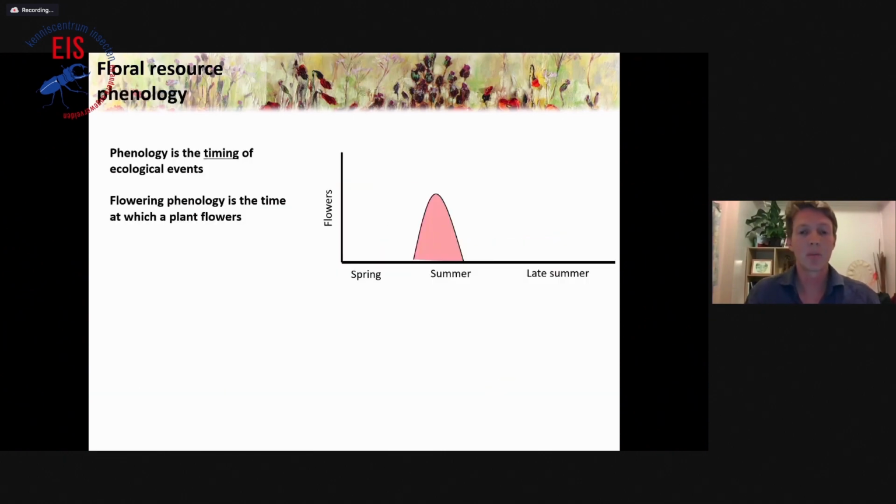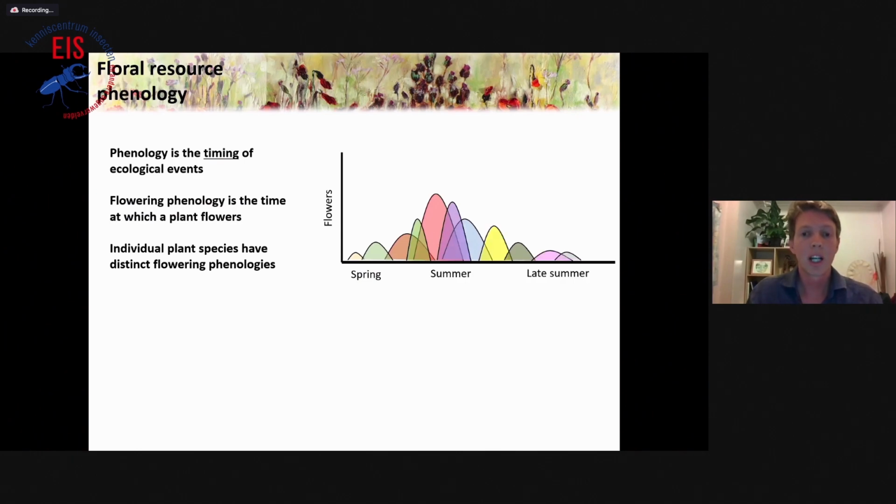I'm just going to explain now what I mean by the phenology of floral resources. First of all, phenology in its broadest sense is the timing of ecological events. So this is the timing of when different stages in the life cycle of an organism occur through the year. More specifically, flowering phenology is the timing of when a plant flowers in the year. The species shown here is flowering in the midsummer, but every different species, particularly in a temperate environment, will have a distinct period in which it flowers.